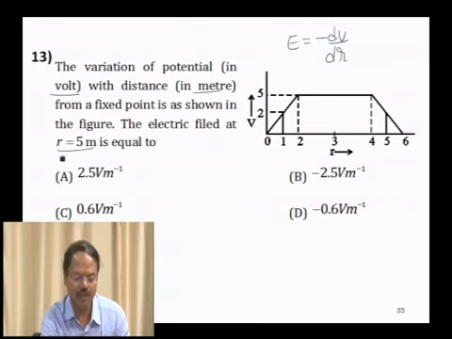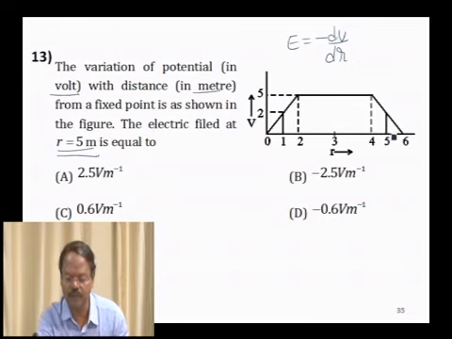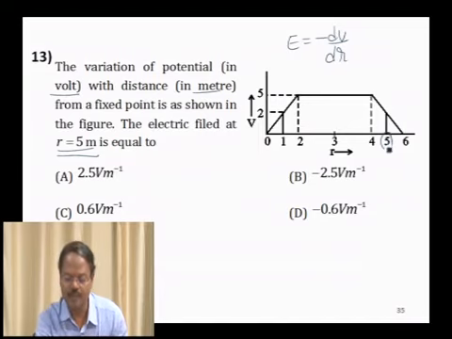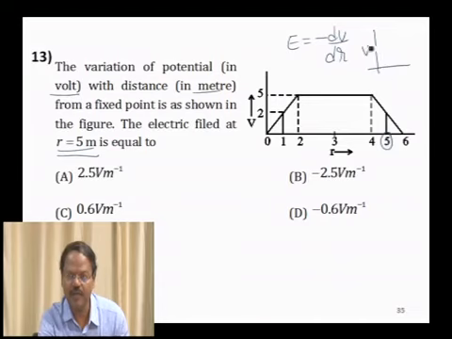Electric field at r equals 5 meter. So you have to find the electric field here at r equals 5 meter. At this point, electric field is minus change in potential by change in distance, that is the potential gradient. Now you see this dV by dr: if you have a graph of V and r, this dV by dr represents the slope. So it should be minus slope.